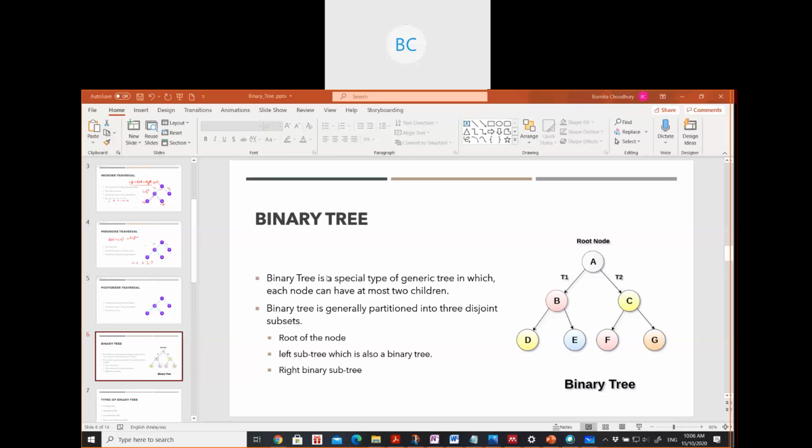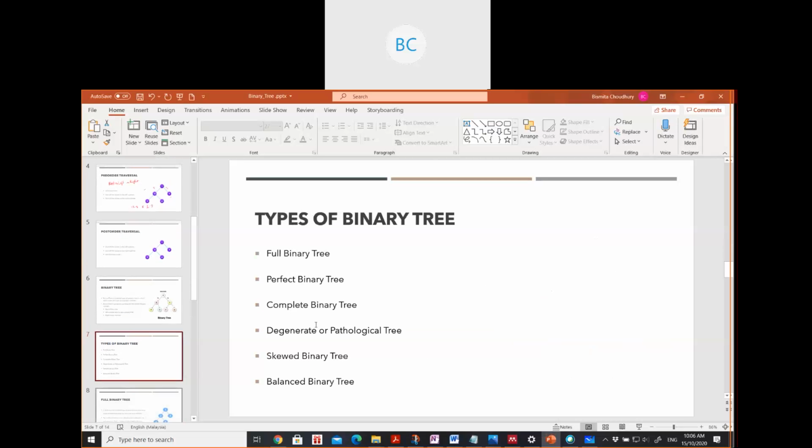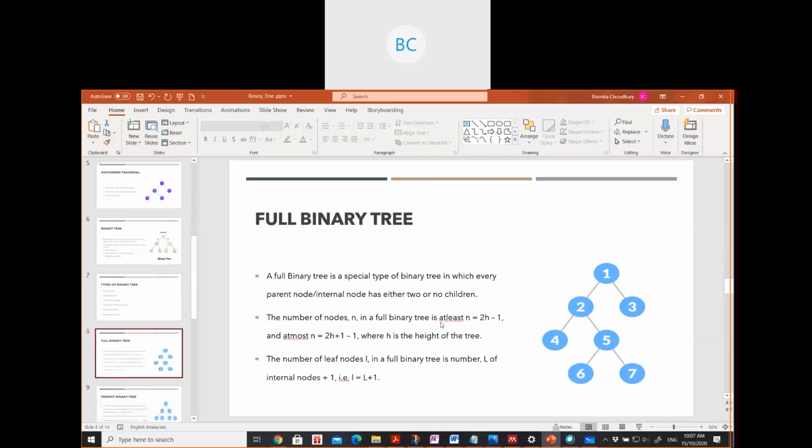Two means each node can have maximum two nodes. Again, there are different types of binary tree. Okay, binary tree can be your full binary tree, perfect binary tree, complete binary tree, and so on. So let's just see what is full binary tree. For the full binary tree, it's just your binary tree, and every parent node or even the internal node has either two or no children.